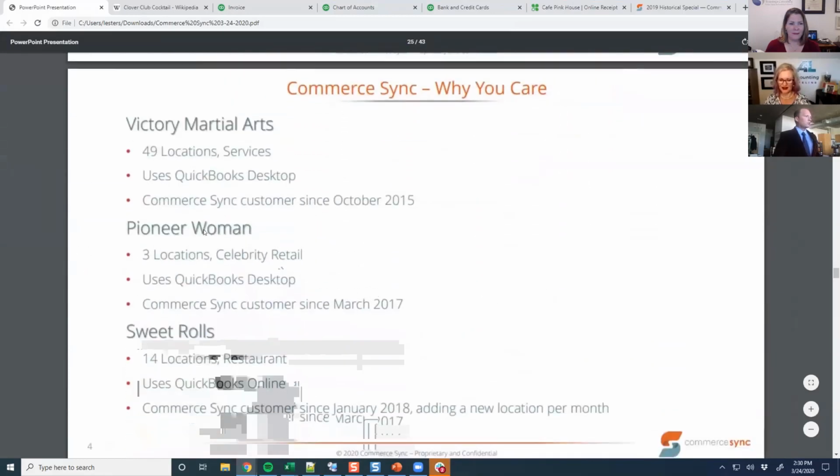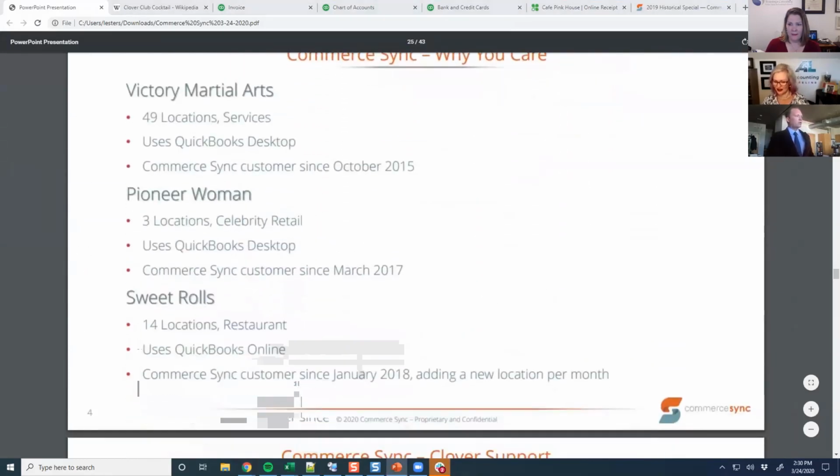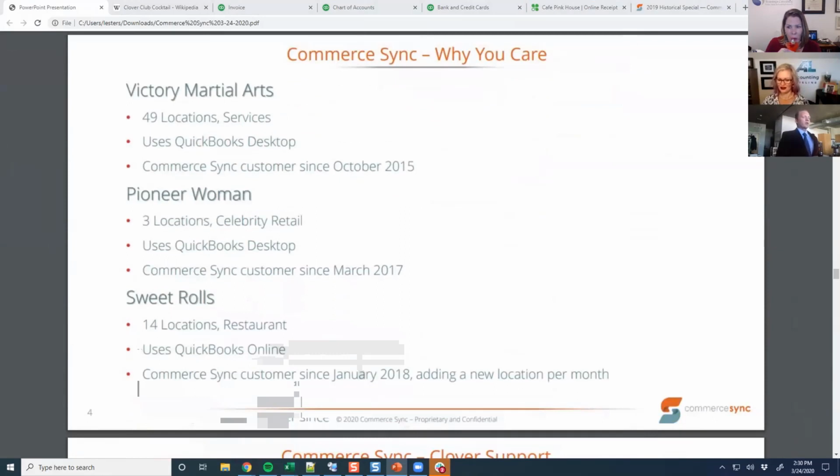And then one quick slide by way of prelude to talk about why it is that you care. You care obviously about many of the things that Liz has talked about in terms of being able to operate efficiently and being able to get things from Clover into QuickBooks in a way that doesn't end up making a mess of the QuickBooks account.